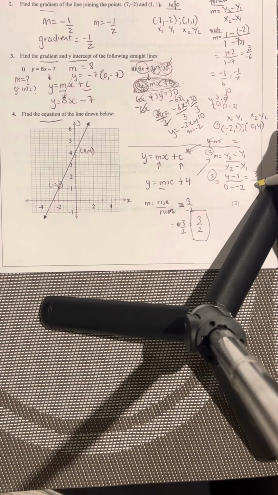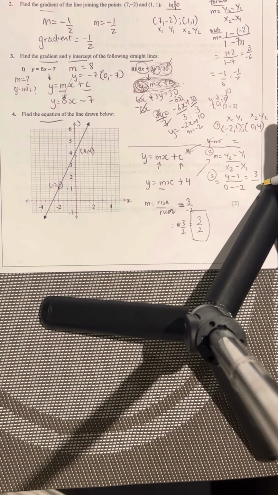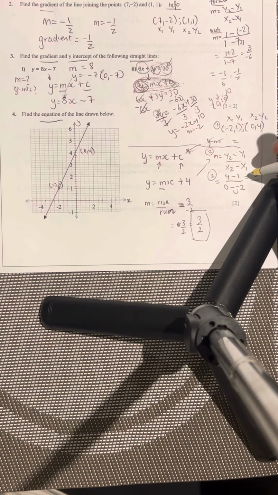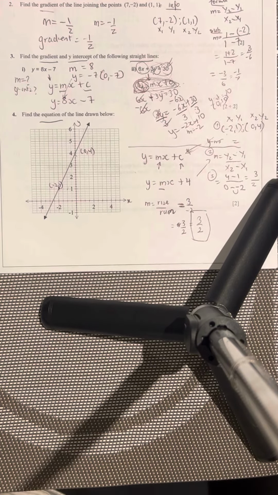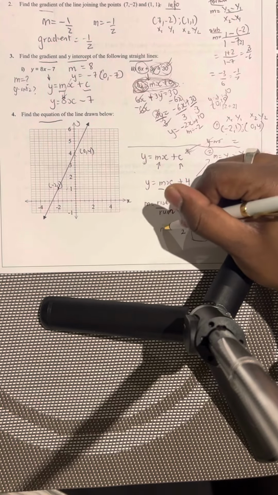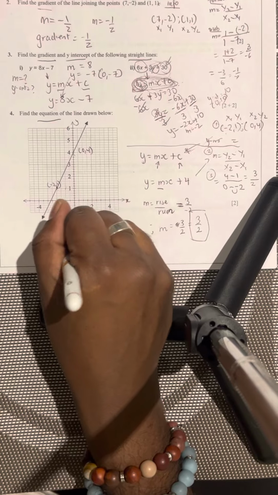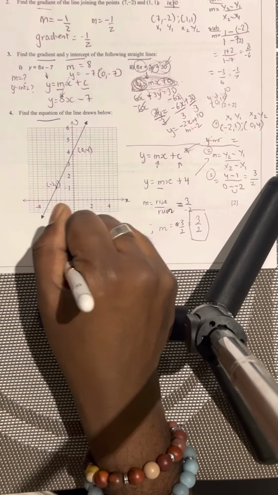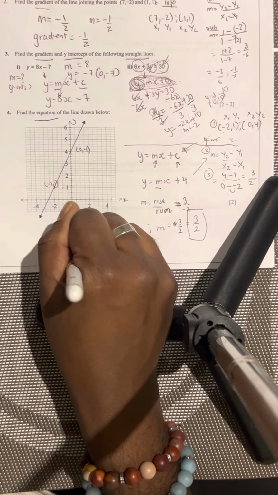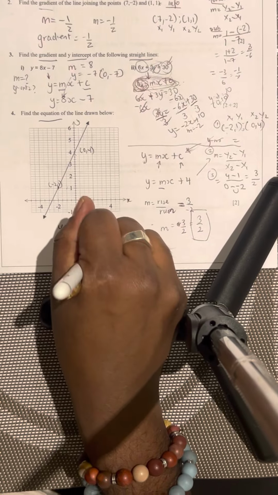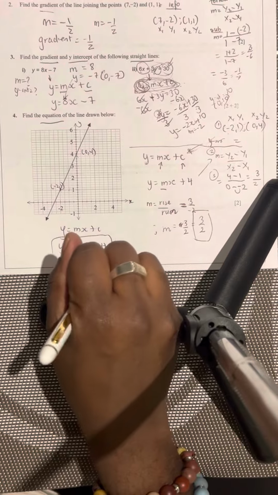4 take away 1 is 3. 0 minus -2 is going to turn into a positive. 2 of the same signs, you're going to be happy. So it's going to be 3 over 2. So your m is equal to 3 over 2. Now let's substitute it back into the equation of the line: y equals mx plus c. y is equal to 3 over 2 x, and our c was the y-intercept, which is 4. So that's the equation of the line.